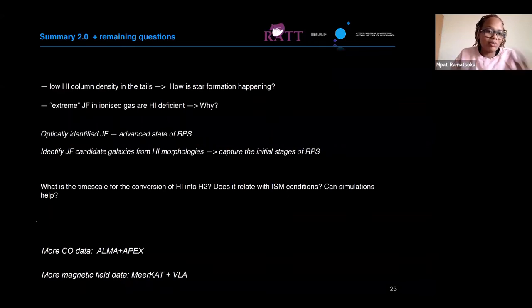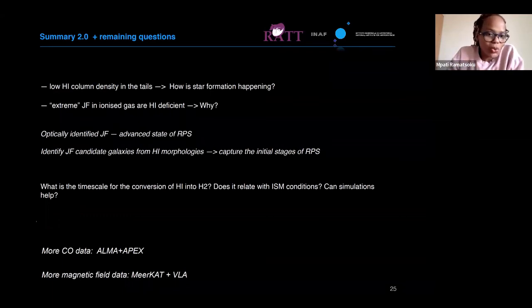And we find that the extreme jellyfish galaxies in ionized gas are H1 deficient. Why is this the case? Maybe they have rapidly used their H1 to somehow rapidly form stars. And we think that the jellyfish galaxies or the long-tail galaxies that have been identified optically are those that are now in the advanced state of ram pressure stripping, or like an extreme state of ram pressure stripping.